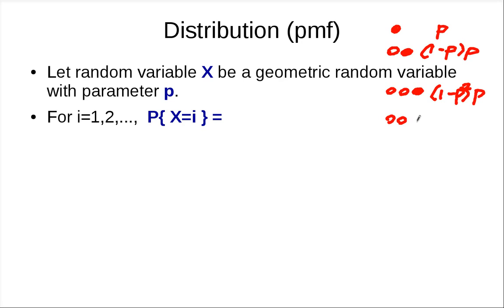So, what if we have this to be four? If you have to perform four trials, then you have to fail on the first three trials, and the last time you have to be successful. From this, we can derive that the probability of x being i is that you have to fail in the first i minus 1 times, and the last time you have to be successful. So this is the PMF of the geometric random variable x with parameter p.